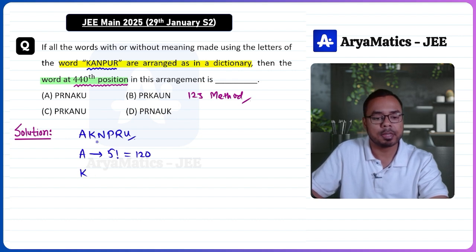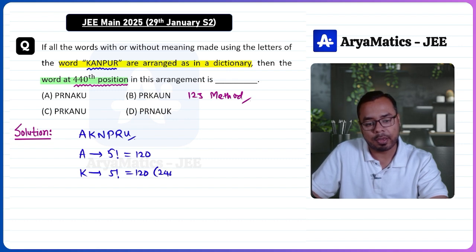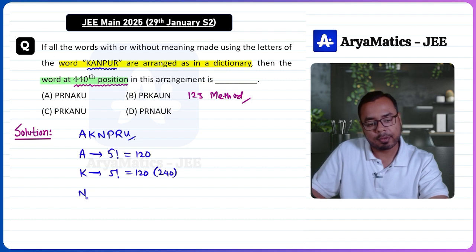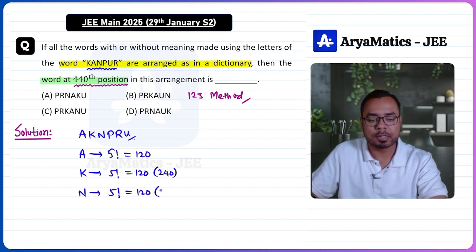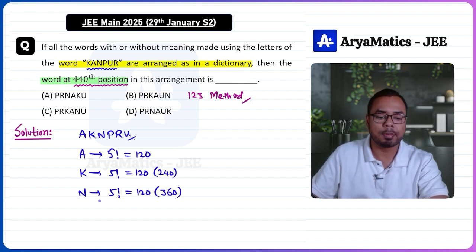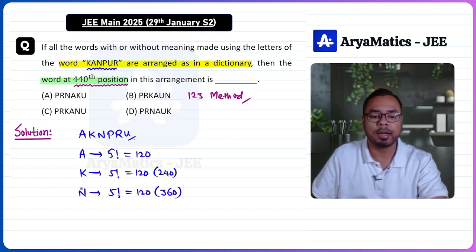After A, the word formation will begin with letter K. With K, you can get another 5 factorial, which is another 120. 120 plus 120 will be 240. So the first 240 words will be either starting with A or starting with K. After that, word formation will begin with letter N, with another 5 factorial, that is 120. 240 plus 120 will be 360. Right, so the word on the 360th place will be the last word starting with letter N.